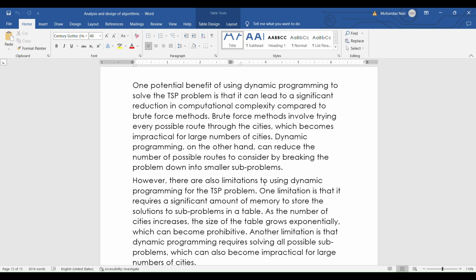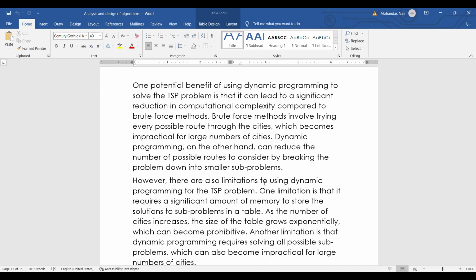One potential benefit of using dynamic programming to solve the TSP problem is that it can lead to a significant reduction in computational complexity compared to brute force methods. Brute force methods involve trying every possible route through the cities, which becomes impractical for a large number of cities. Dynamic programming, on the other hand, can reduce the number of possible routes to consider by breaking the problem down into smaller subproblems.